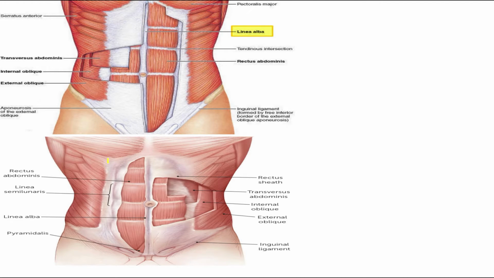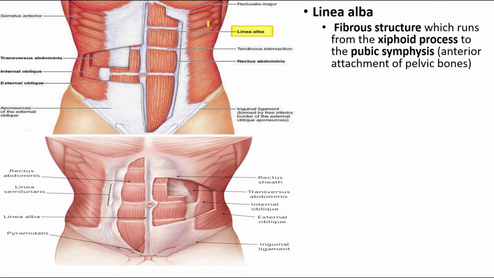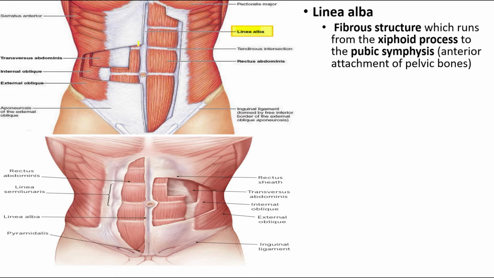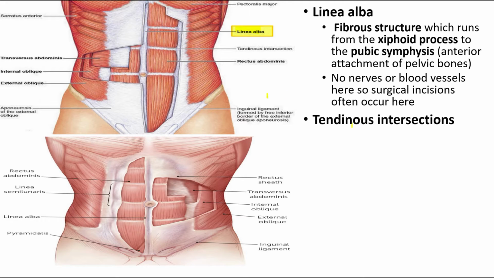Now that we talked about false ribs and the structures of the sternum, let's talk about abdominal structures. The very first one we're going to be talking about is the linea alba. The linea alba is a fibrous structure that extends from the xiphoid process to the pubic symphysis, which is the anterior attachment of the pelvic bones. There aren't any nerves or blood vessels in the linea alba, so surgical incisions often occur here.